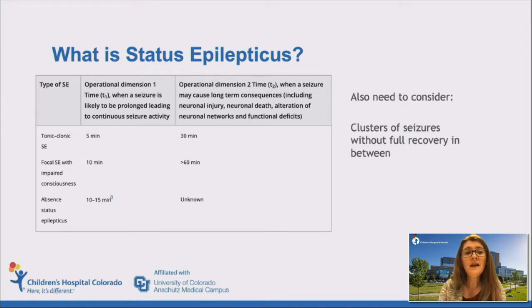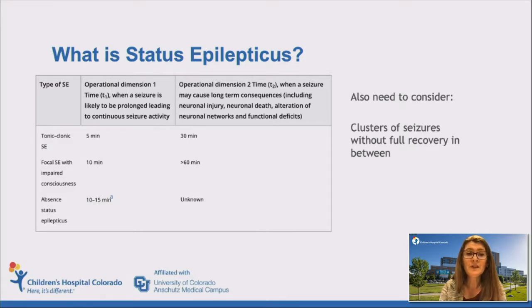And so this is an approach that the International League Against Epilepsy has come up with to try and help us define status epilepticus. And they really have two definitions here, which encompass those two ideas: what is the time period when a seizure is likely to be prolonged and we should think about intervening, and what is the time period when a seizure has been occurring for long enough that we would start to expect to see some consequences. Those two things should not be the same thing, because we should be intervening before the seizure actually has consequences.